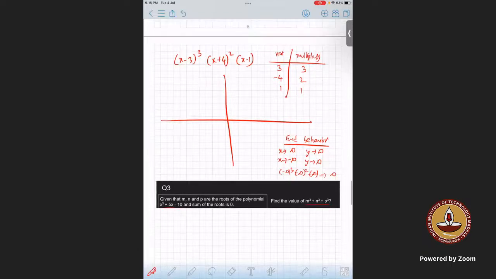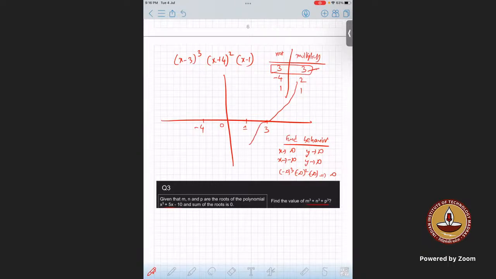So here 0, 1, 3, minus 4. Look, we will start from this side. X tends to infinity. Look carefully, 2, 3 has multiplicity 3. So it will cross the x-axis like this.